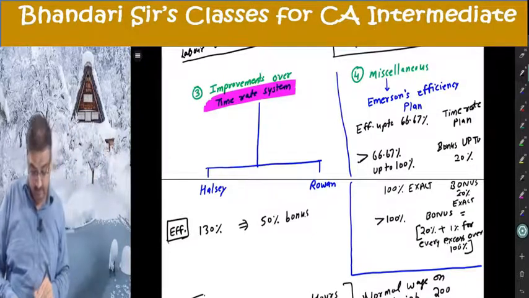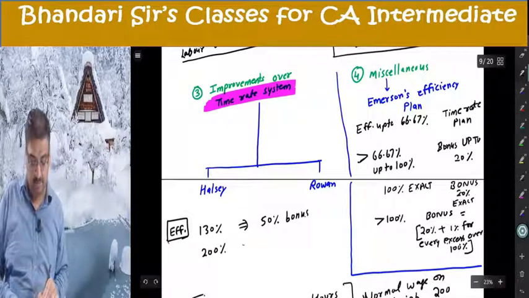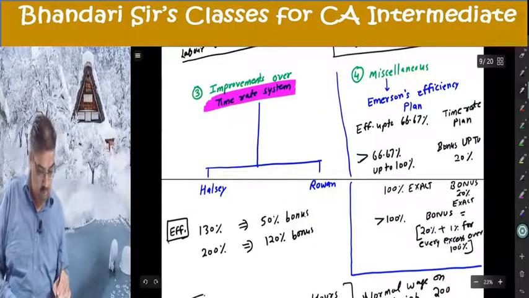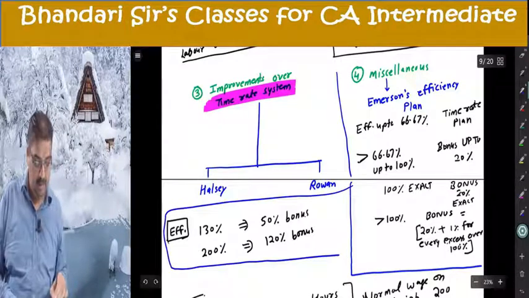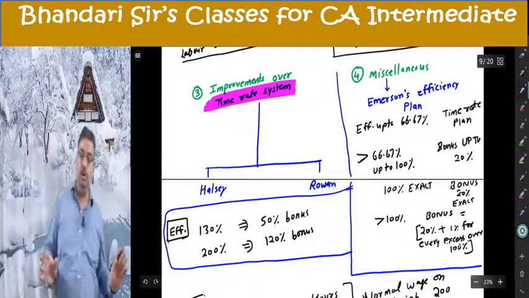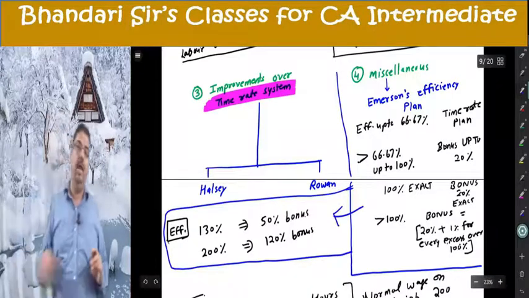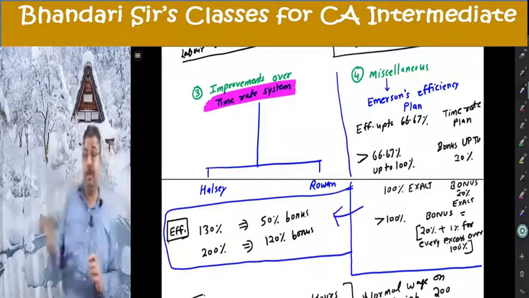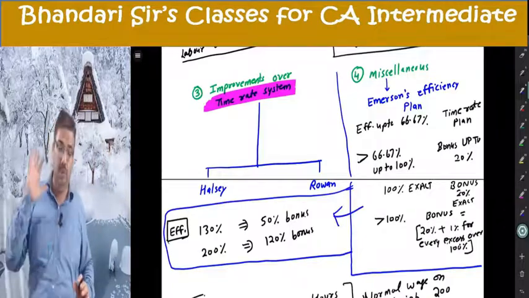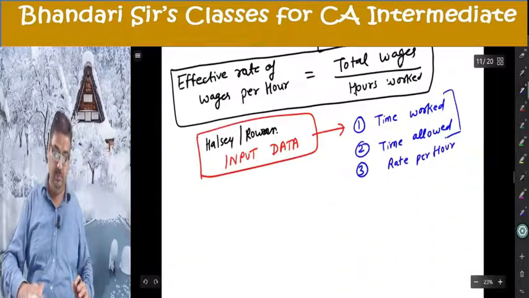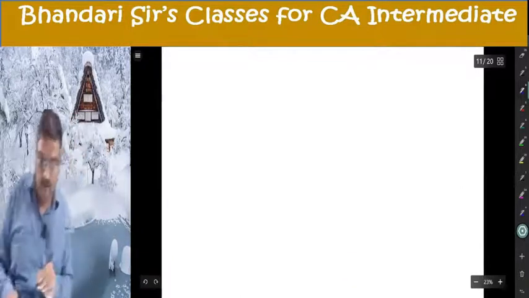If it is 200% efficiency, 120% bonus. So remember the application here: 20% at 100% is sure. Anything over and above 100% efficiency will be added to the bonus. Now, how to compute efficiency?